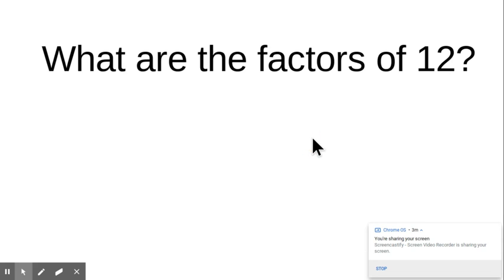So, ladies and gents, first question for you. Try this with me. What are the factors of 12? Again, you need to think through what numbers can I multiply together to get 12? I'll give you just a second. Type your numbers in on the side and see how you did.